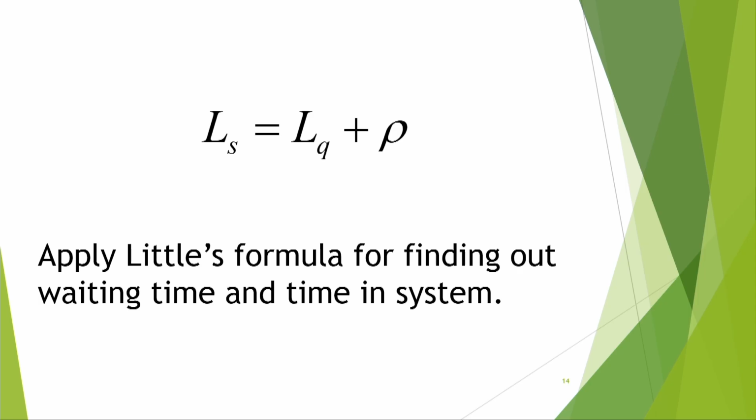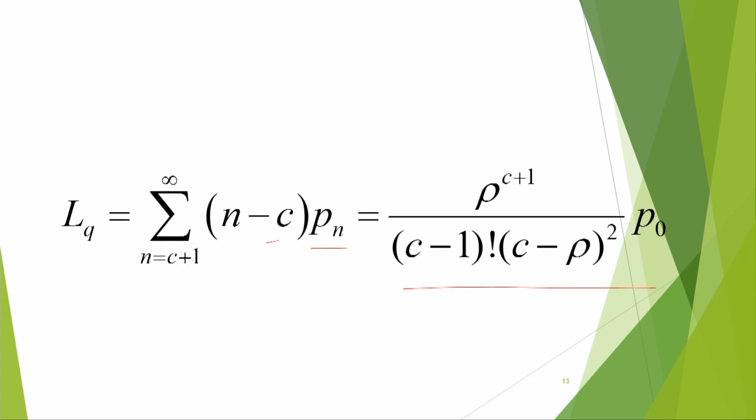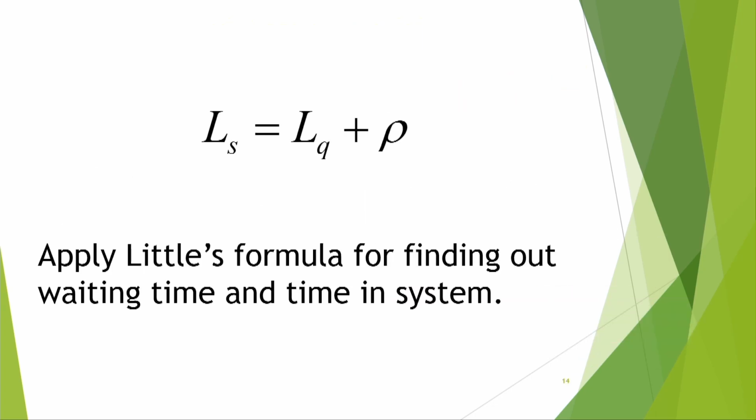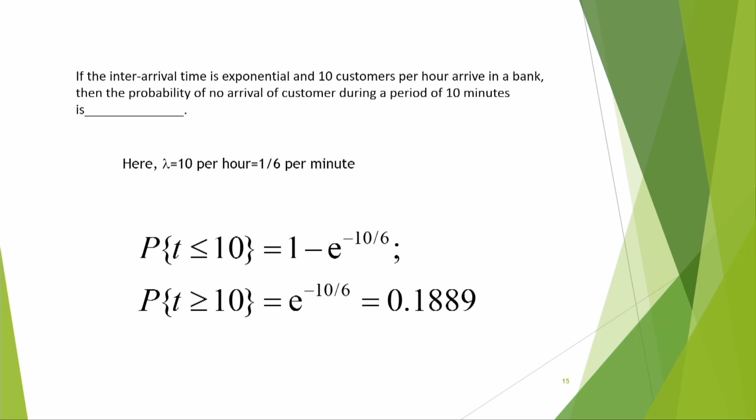So, apply Little's formula for finding out the waiting time and time in system. That can be done by Little's formula. So, you can do it this way. Okay, so this is equal to that one. Fine. Now, this formula you can use for multi-channel. Let us now do some simple problems after this, which will help you in many exams.